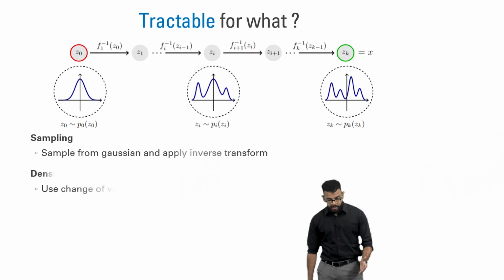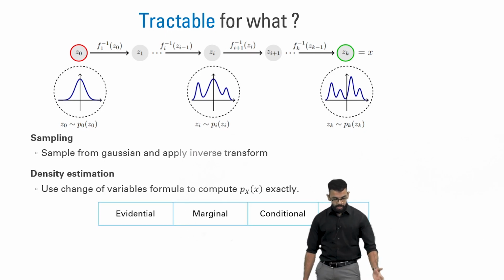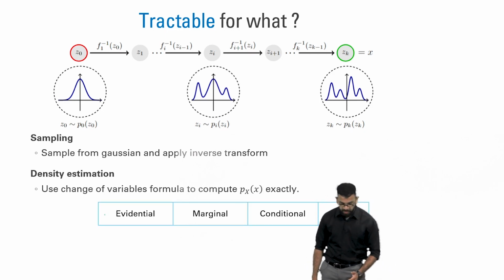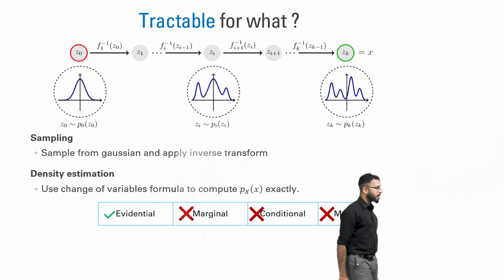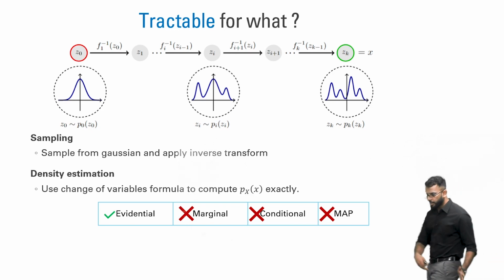So what are these models tractable for? Again, you can do sampling by sampling in the Gaussian space and applying the inverse transformation. You can do density estimation by using the change of variables formula. But you cannot do things like marginals, conditionals, or MAP because you do not have a way of decomposing integrals like we saw yesterday in this particular class of models, right?